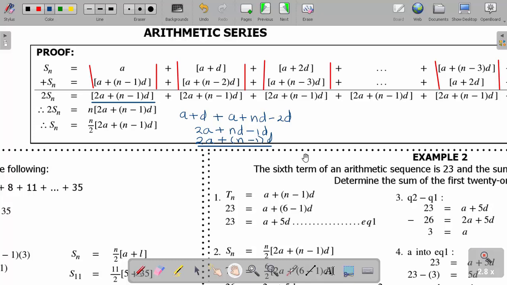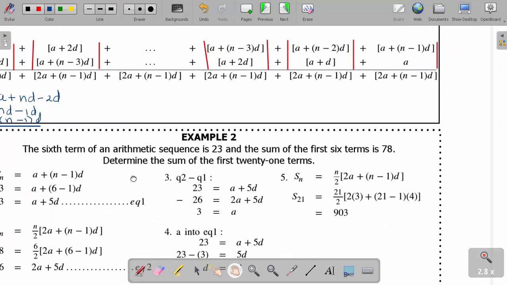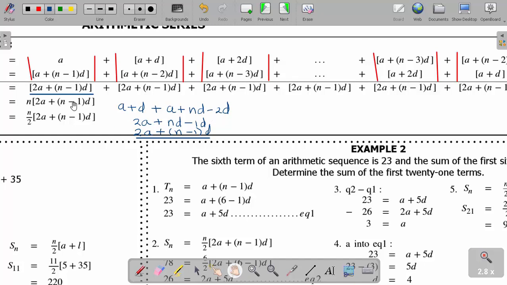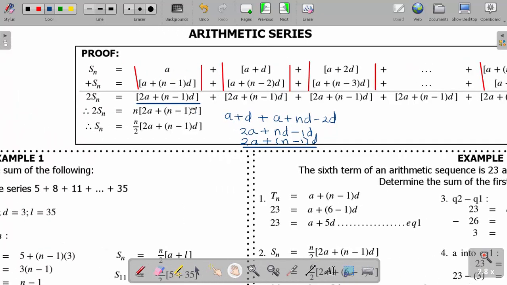Did you hear that? Let me say it again. When I add these ones also, I'm going to get 2a plus (n minus 1) times d. And what about here? I'm going to get again 2a plus (n minus 1) times d. Now this series was for any number of terms, which means I'm going to get the same answer n times. That's why we have to multiply this by n.